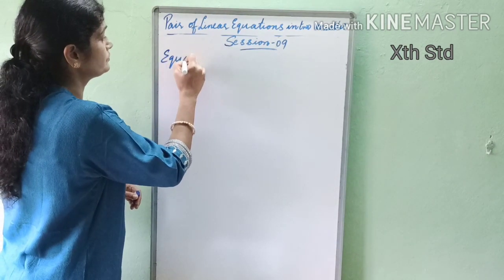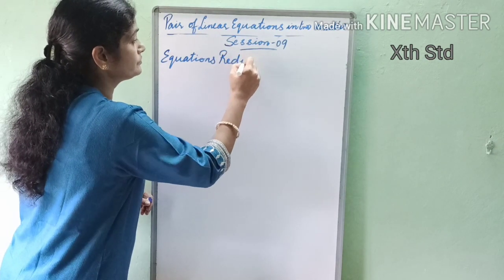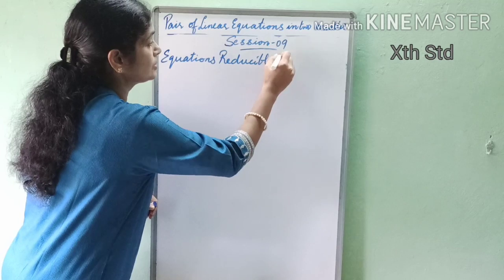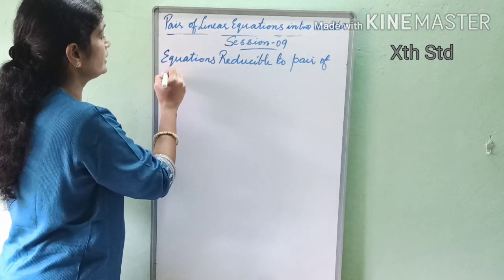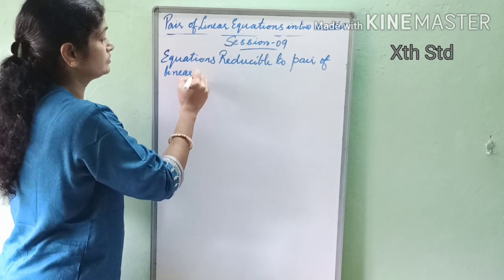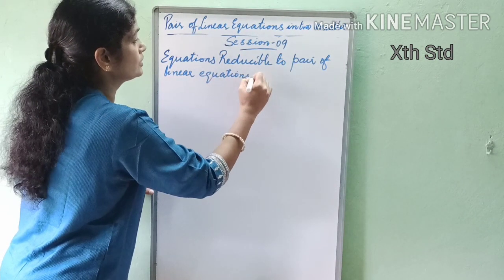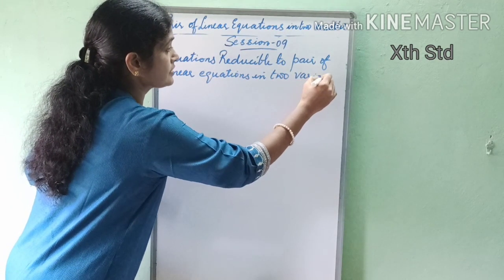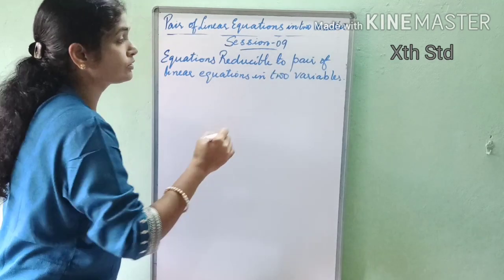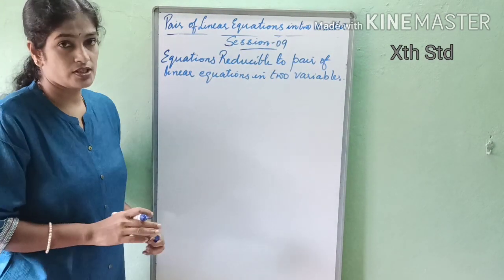Equations reducible to a pair of linear equations in two variables. That means at first sight when we see them, they will not be in the standard form of the linear equations in two variables.